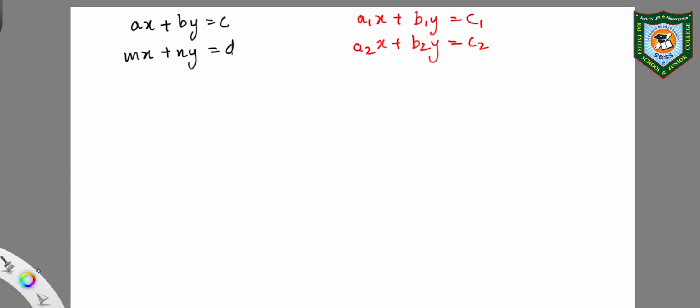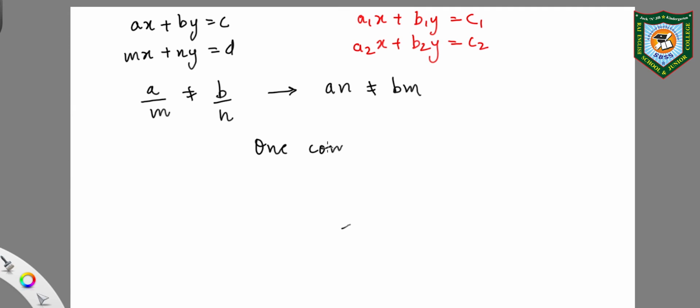So whenever I get a by m not equal to b by n, that means I can cross multiply here. That means an is not equal to bm. In this particular condition, I will always have one common solution. Always, anywhere, any place, I'll get one common solution as long as an is not equal to bm. Now, that means our option A is correct.